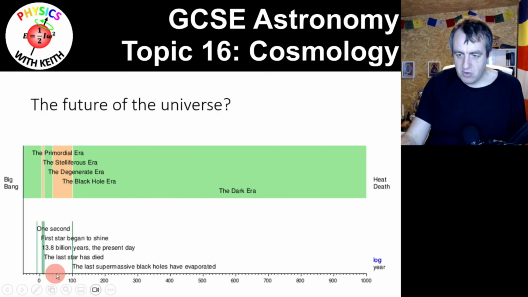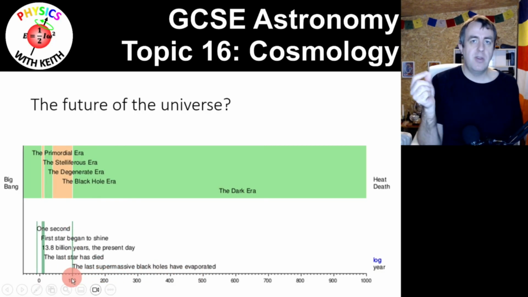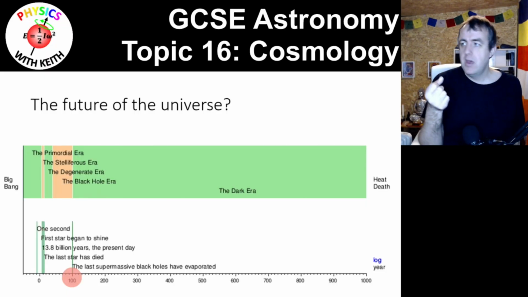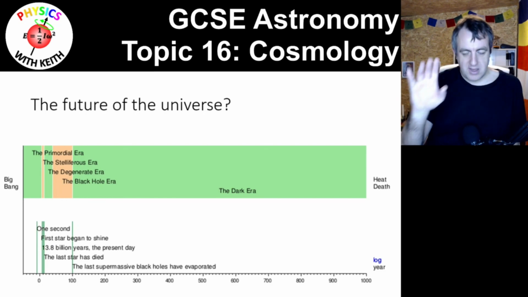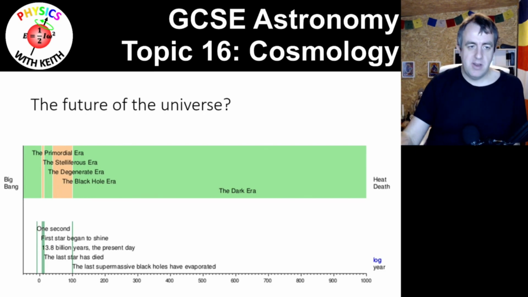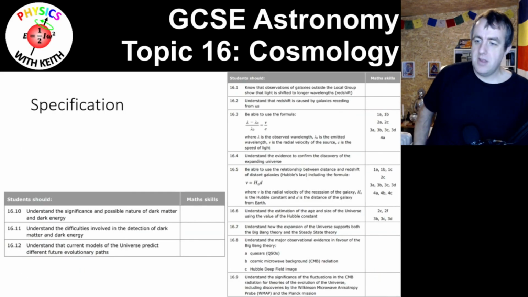And then if we carry on looking along here, we've got the last supermassive black holes have evaporated. Yeah, black holes evaporate. The smaller they are, the faster they evaporate. But given enough time, even the supermassive ones can evaporate eventually. And then just a lot of nothing, a lot of nothing, and then heat death. We're right the way back here. But it's a logarithmic scale. We've got a long time before oblivion. So, no nightmares. And that's it. That's how we finish.